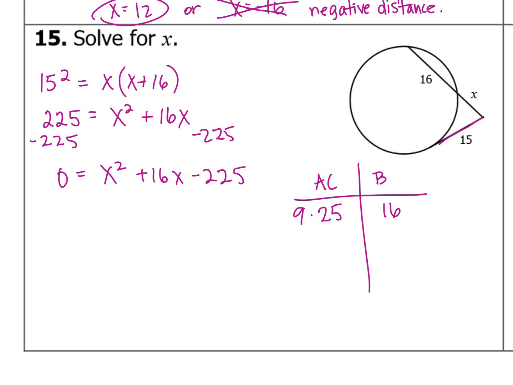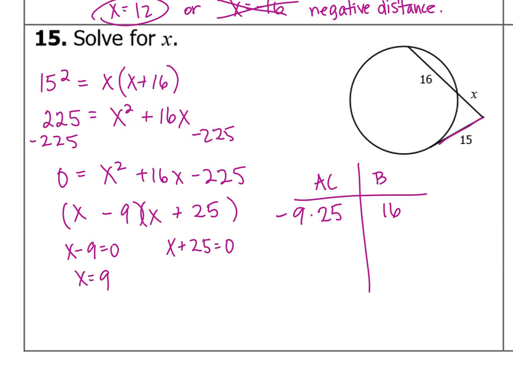We need a negative number, but a positive middle number. So the negative needs to go with the 9 so that it'll stay positive. So 25 minus 9 is 16. So our factors, x, we have negative 9, positive 25. All right, and so once again, set each one equal to 0. And so x equals 9, x equals negative 25.